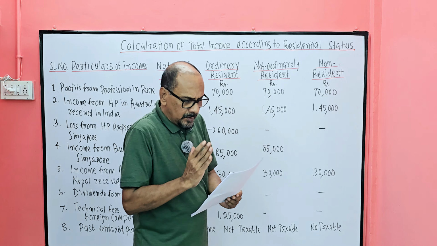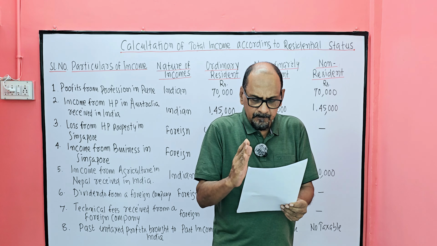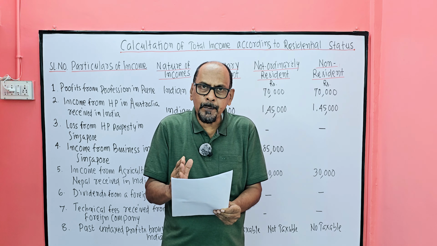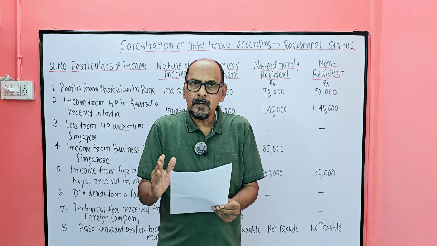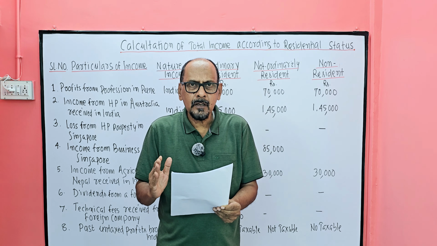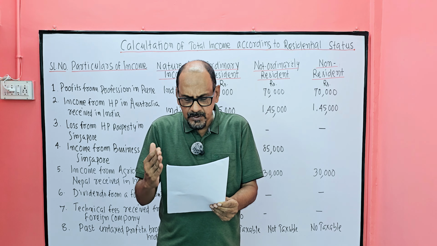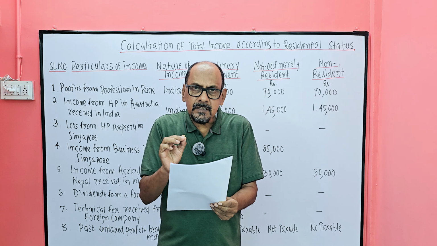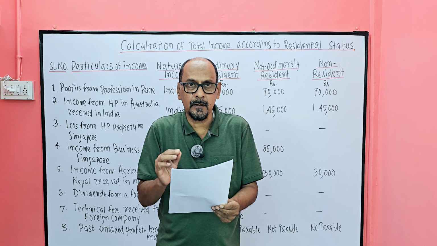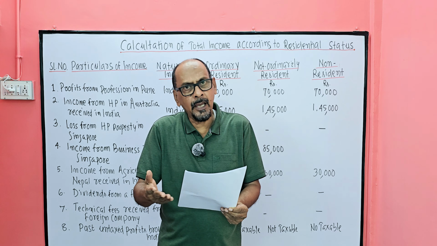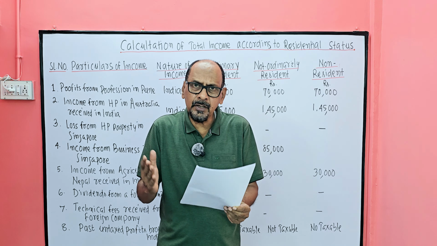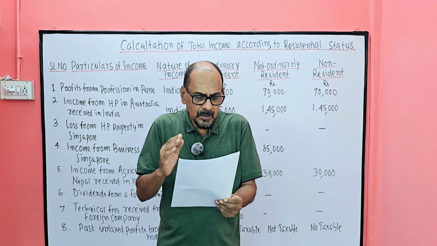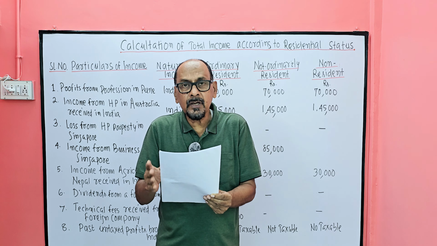And the third one, loss from a house property in Singapore. The rent is deposited in a bank in Singapore. It's a foreign country, abroad, and rent is deposited in a bank in Singapore. So the first sentence is important. Whether it is deposited anywhere, abroad or India, it doesn't make any difference. The first sentence is important, that is loss from a house property in Singapore.